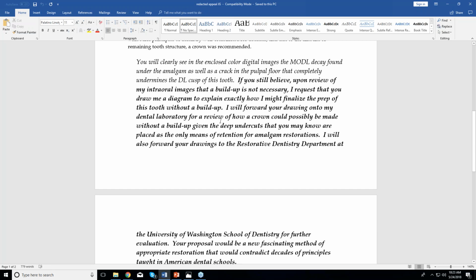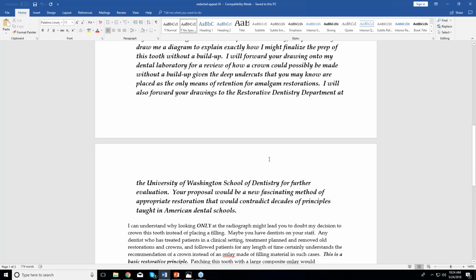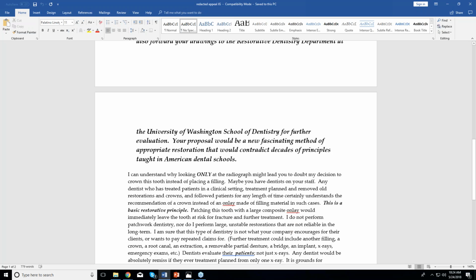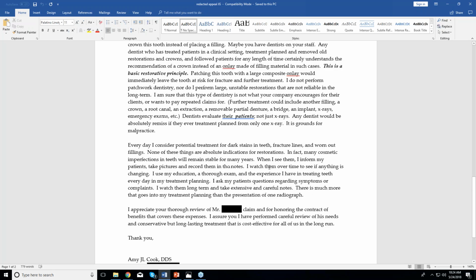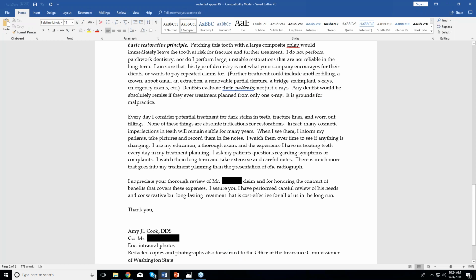I will forward your drawings onto my dental laboratory for a review of how a crown could possibly be made without a buildup, given the deep undercuts that, as you may know, are placed as the only means of retention for amalgam restorations. I will also forward your drawing to the Restorative Dentistry Department at the University of Washington School of Dentistry for further education. Your proposal would be a new and fascinating method of appropriate restorations that would contradict decades of principles taught by the American dental schools. So a little bit of sarcasm there, but when you read this further, you'll find that her appeal is very strong.